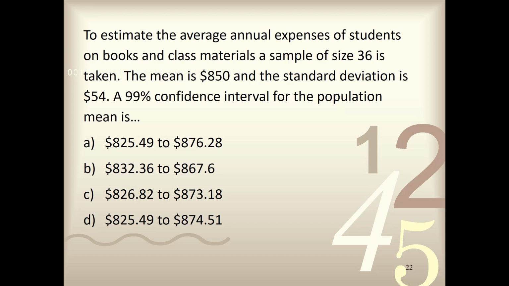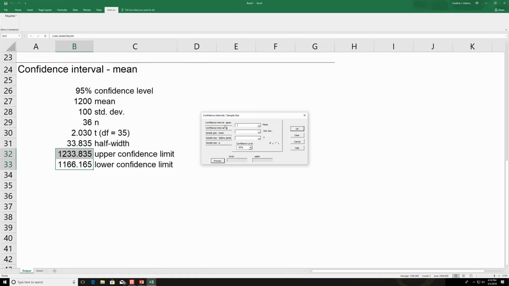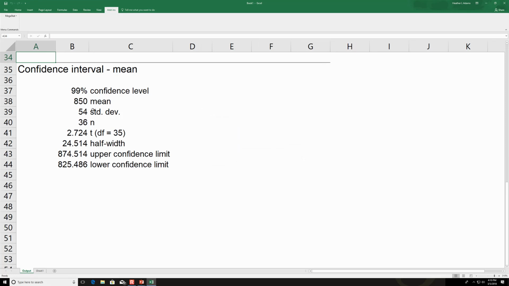So, I'll do confidence interval sample size, make sure I'm on confidence interval mean, clear it. Expenses average for my sample was $850. The standard deviation for my sample was 54, and the sample size was 36. I want to up the confidence to 99. T-distribution, hit OK. So I can be 99% confident that the population expenses will fall between $825 and $874.